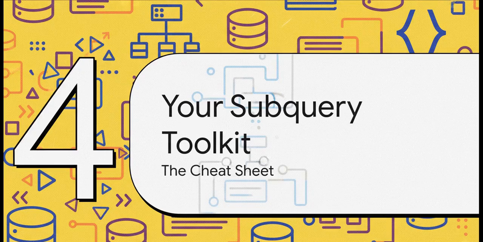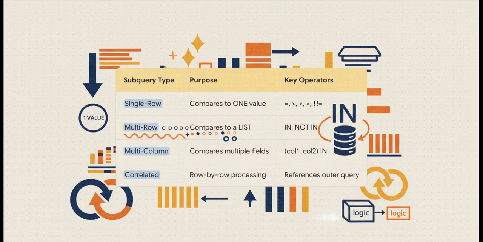Whew! Okay, that was a lot, I know. So let's pull everything we've talked about together into a nice, simple toolkit. A little cheat sheet you can use anytime you get stuck. Let's break it down one last time. If you're comparing against one single value, you want a single row subquery with your basic operators. If you're checking against a list of values, that's a job for a multi-row subquery with the IN operator. Matching on multiple fields at once, that's multi-column. And for that fancy row-by-row dynamic logic, the correlated subquery is your best friend.